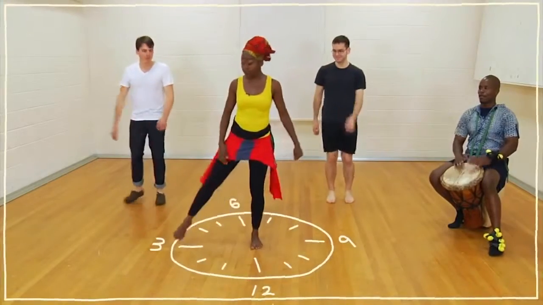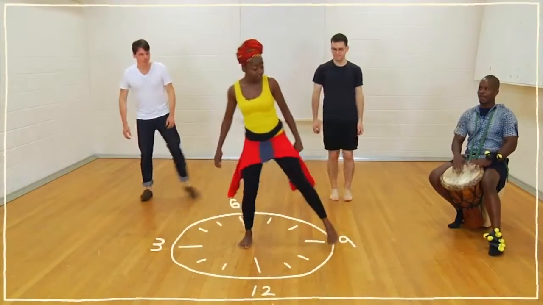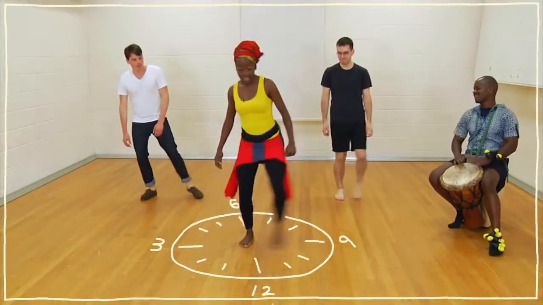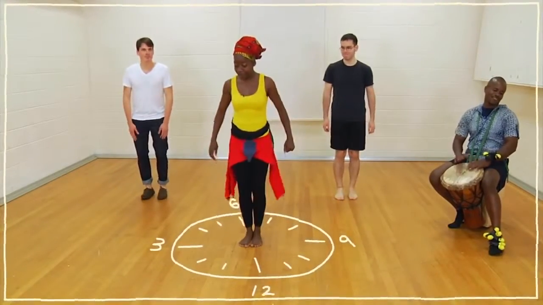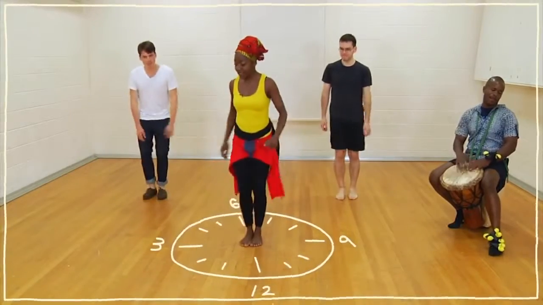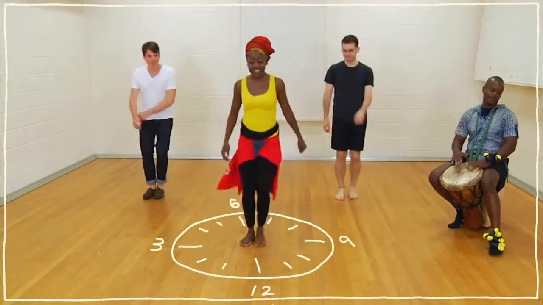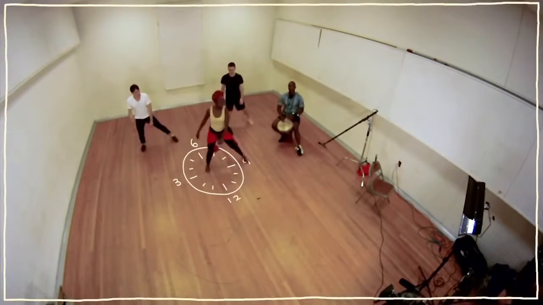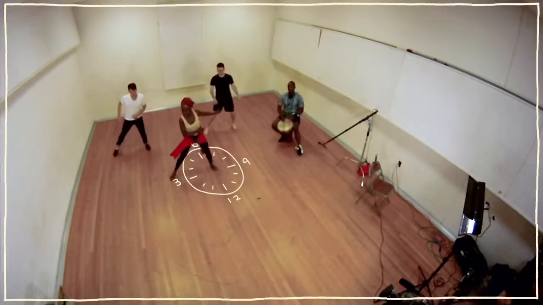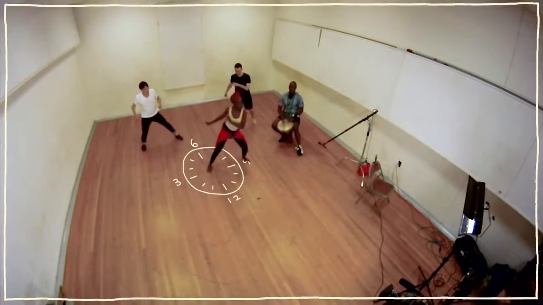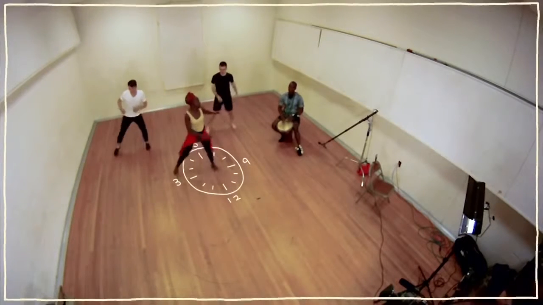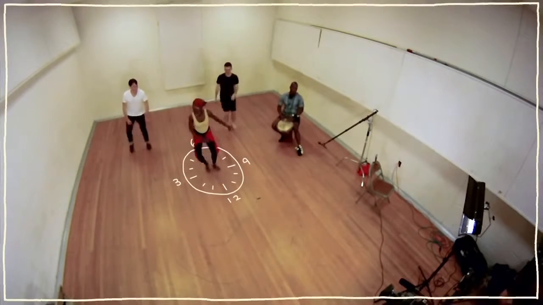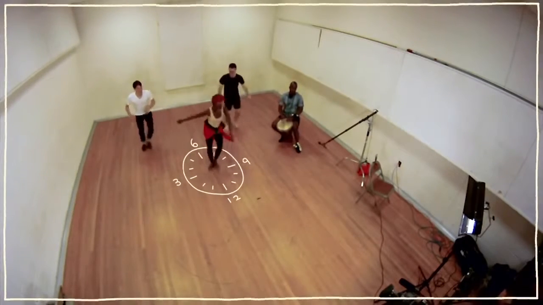Now we're gonna go 3. And 9, right? 3, and then 9, step, 3, step, 9, step. Here we go, 3, step, 9, step. Now we can do this double time. Are you ready? 3, not double time.